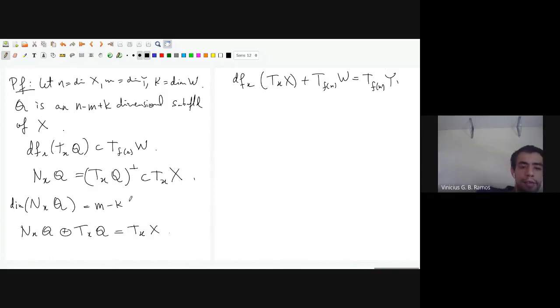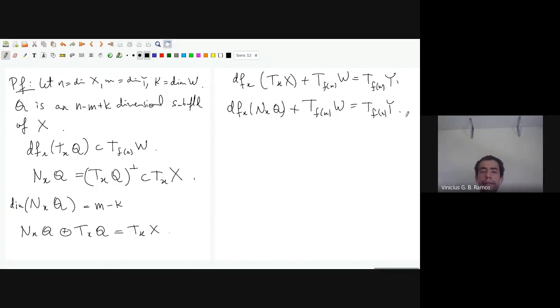So when you apply df to this equation, what you get is T_f(x) of the normal bundle. And then you have the part where you push forward the tangent space of Q. But because the tangent space of Q is taken to the tangent space of W, this is going to be contained in this part. So you might as well not write it in the sum, because this is what is spanning. So we actually can span the whole thing by just taking the push forward of the normal bundle. Okay, is that clear?